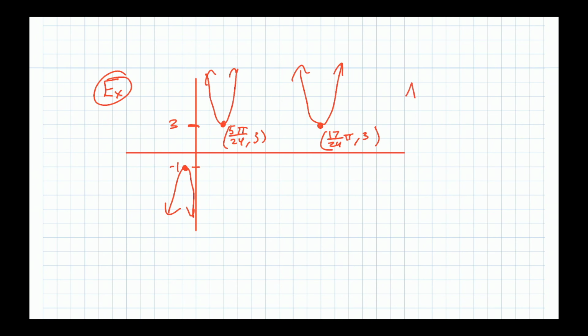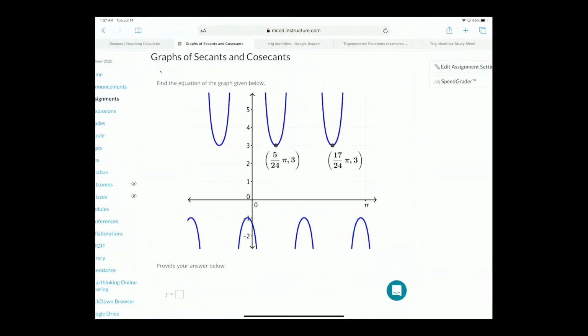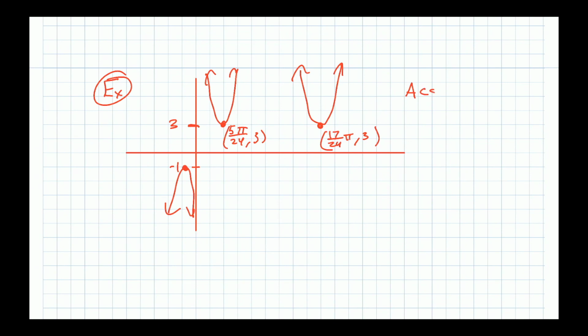So this is, again, A. They said cosecant, right? Cosecant. So this is the same as the one that we couldn't do. So A cosecant, B parentheses, x minus c, close parentheses, plus d. That's what we're going for. So again, most of it's easy. That distance is 4, right? That's double what it should be. So it's twice as tall, so A is 2 or -2.